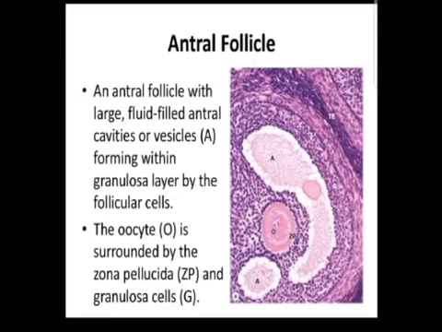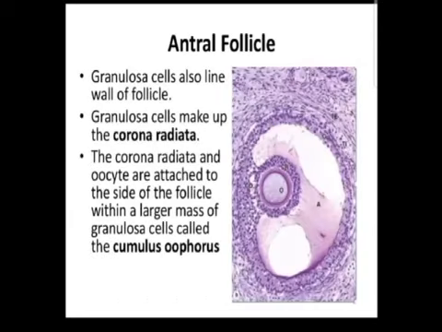Then comes the antral follicle. An antral follicle has a large fluid-filled antral cavity, formed by vesicles within the granulosa layer produced by the follicular cells. The oocyte is surrounded by the zona pellucida and granulosa cells. So this is the oocyte, this is surrounded by the zona pellucida, and this is the antrum or the cavity. Because of this we call it the antral follicle.